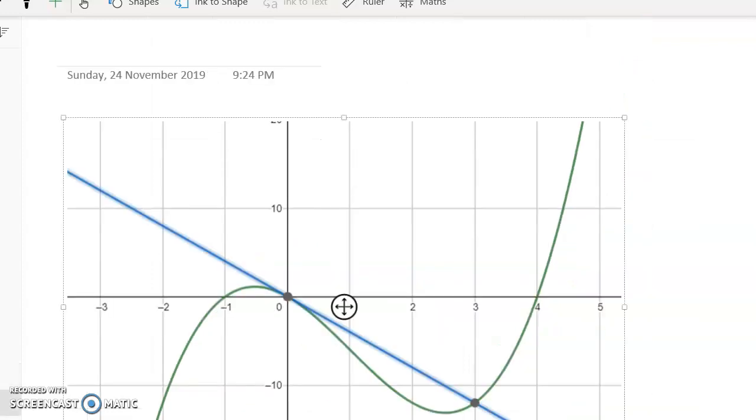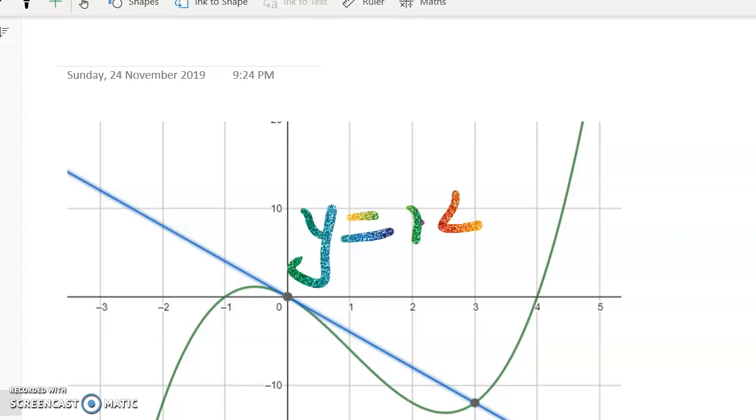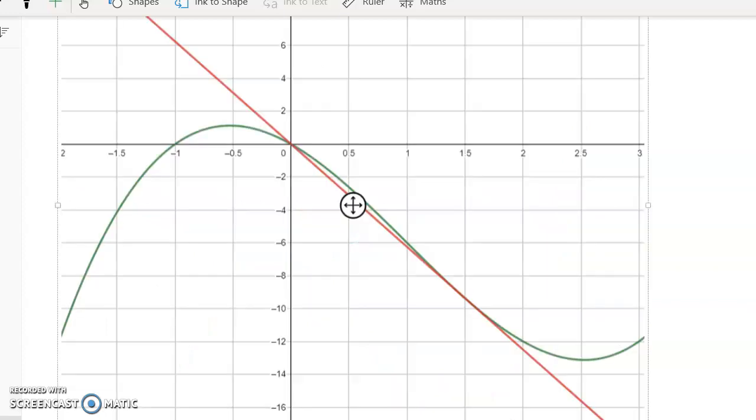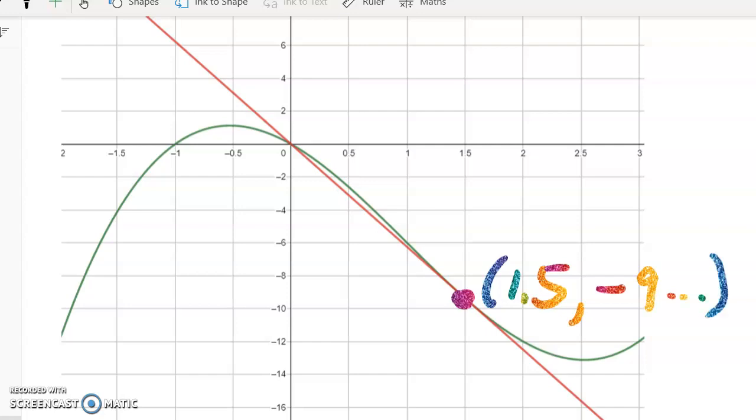So then we put the two equations on once we're finished, and that's y equals negative 4x. And then the next one is this one here. So we've got the point 1.5, and you can see negative 9 point something over here, and that one also goes through the origin.